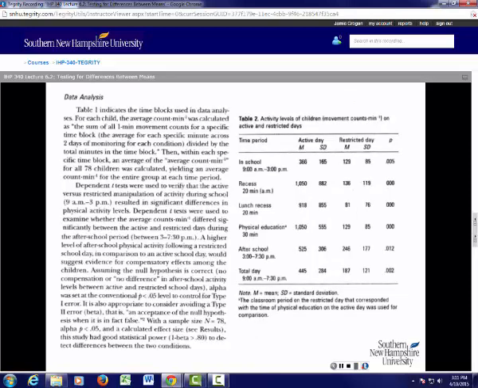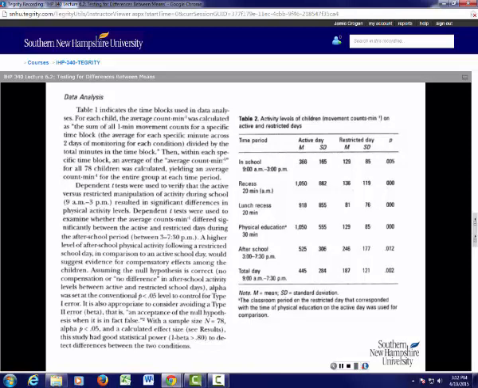So you can read through this article, which will be posted on the website. You can read through some of this if you'd like, but let's just draw your attention to Table 2. They wanted to look at these movement counts. How much did they differ? And they broke it up by time period on the left-hand side. And at the bottom row, they give you the total day. They give you the mean and standard deviation for these movement counts on the active day, and the mean and standard deviation for the movement counts on the restricted day.